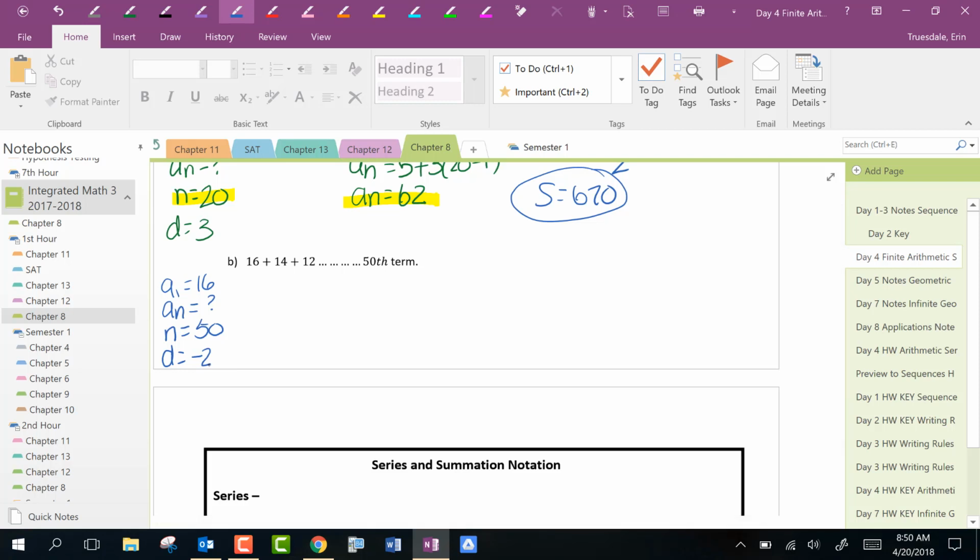I always mess this up, but there's some negative numbers. You can do plus a negative 2, or you can do minus 2. You just have to commit to one of them and be strong about it.